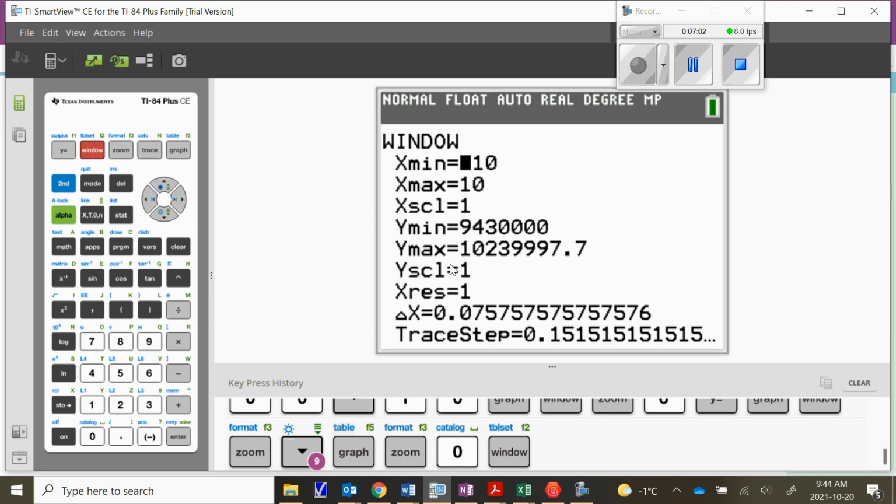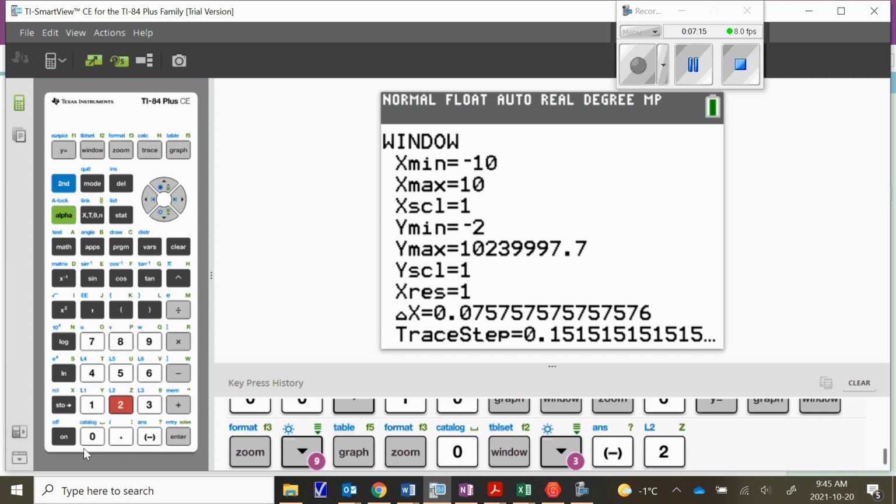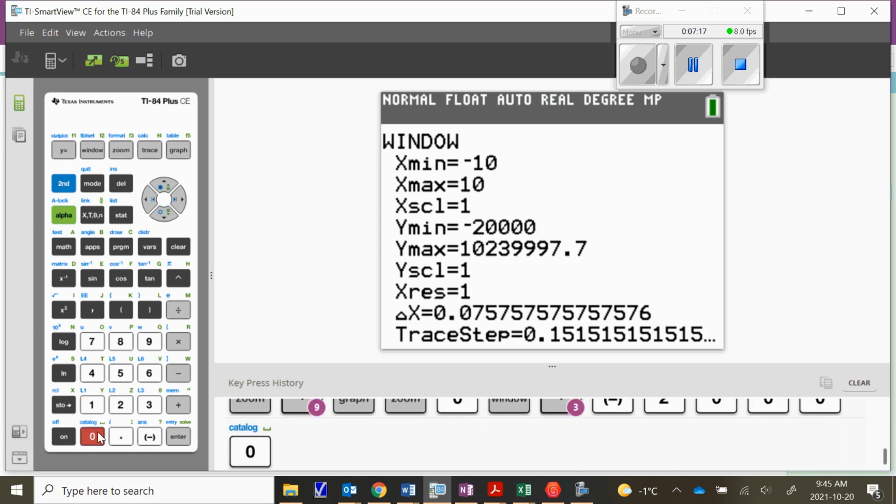So we can see we've got some random numbers here. My y minimum, I'm going to make that something that is negative so that I can actually see the origin and see the x-axis. So maybe I make that negative 20,000. And my y max, maybe we need to go larger than 10,080,000, so maybe we go to 11 million.